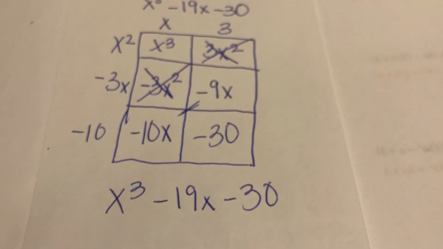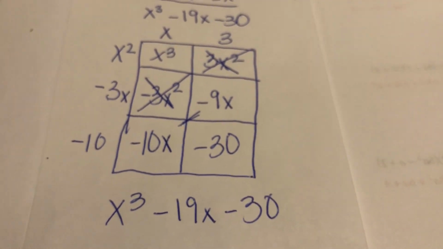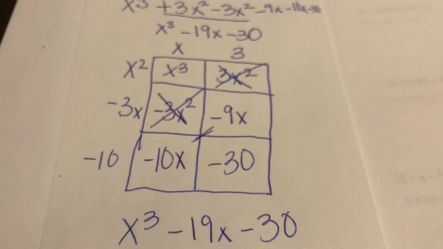It's just a different method of doing it, and it's whichever way is your preference. I like the box because you don't end up with that long string of numbers. I think it's more precise. I don't think you'll make as many errors that way. And let's try it with this one.